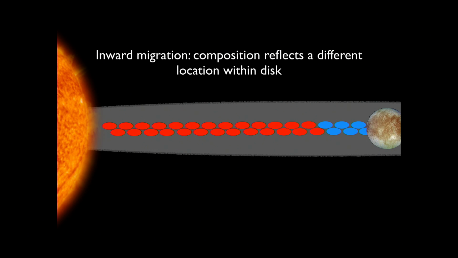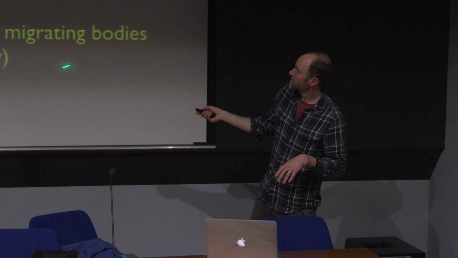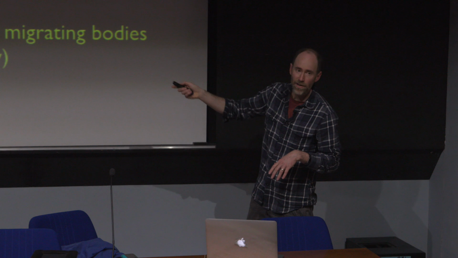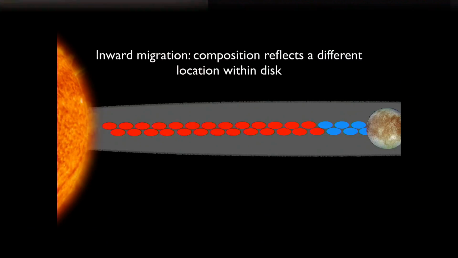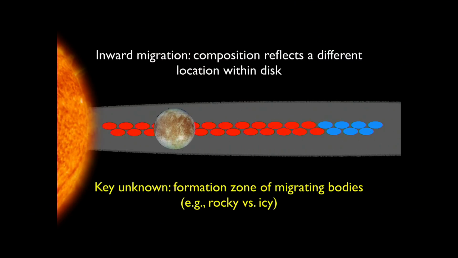In that case, oops, I went too fast. In that case, basically the final location of the planet would be really disconnected from its feeding zone. And so you could end up with something super water rich in a place that started off with no water.